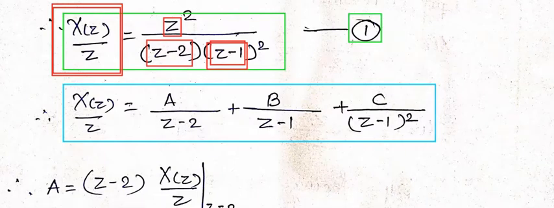In order to obtain A, it can be simply obtained by multiplying (z minus 2) on the other side. So it will be (z minus 2) into X of z by z.